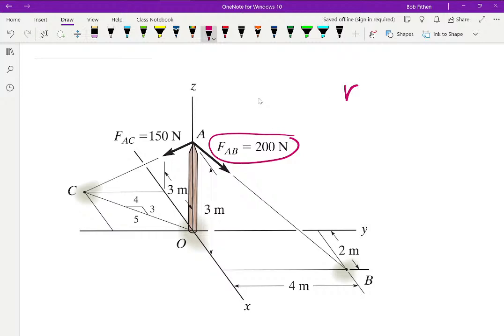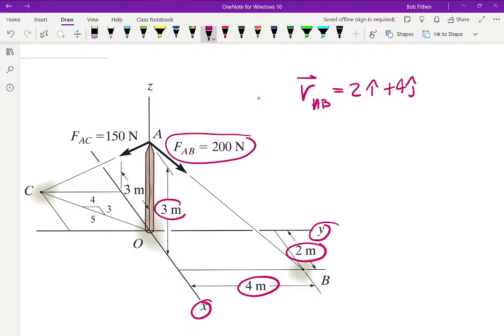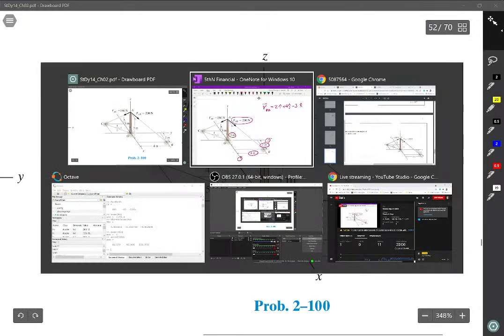Again, if I drew a vector from point A directing straight to B, it would look like, first I would run out in the X direction 2, I would run out in the Y direction 4, and I would run down 3. Pretty simple.